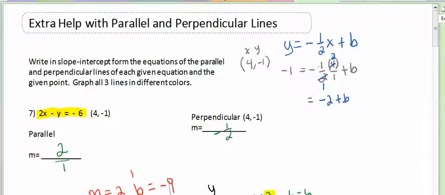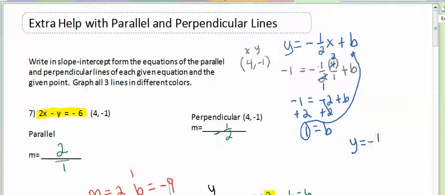On the other side of the equal sign, we have a -1. Add 2 to both sides. We have b is equal to +1. Take that 1 and substitute it back in for your b, because that's what we found out. So our equation is y is equal to -1/2 x plus 1. That's the equation of a line that is perpendicular to the very first original line that we did.